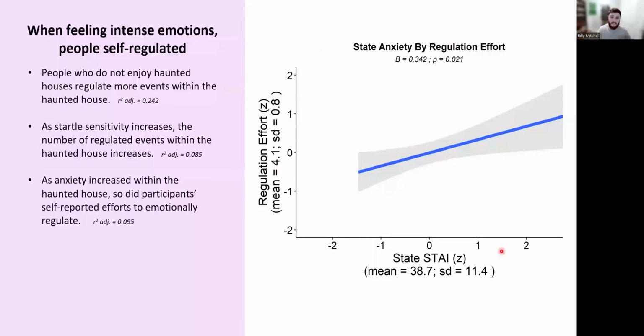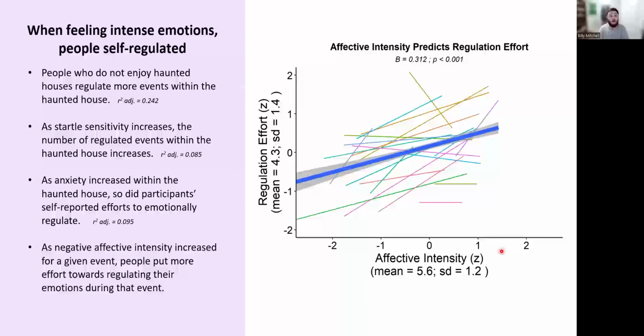Additionally, as state anxiety increased, subjects reported putting more effort towards trying to self-regulate, and participants also increased their regulation efforts as the affective intensity that they reported increased as well. So all these findings together did seem to suggest that self-regulation is following some predictable patterns in this setting.